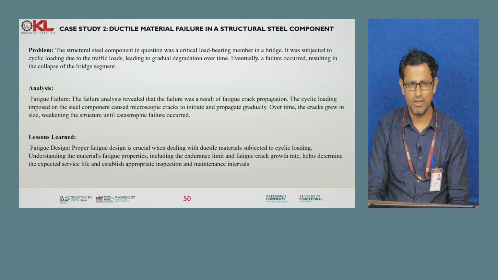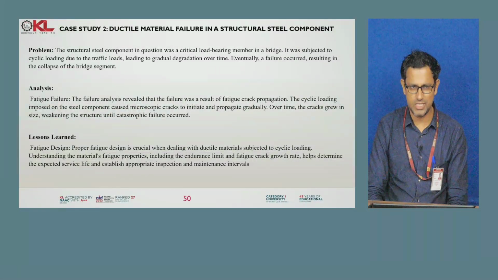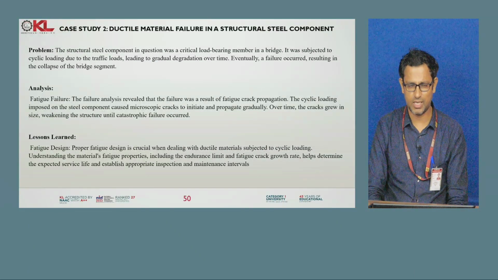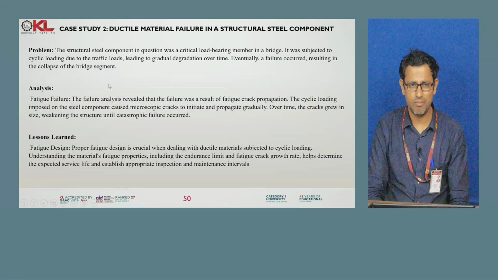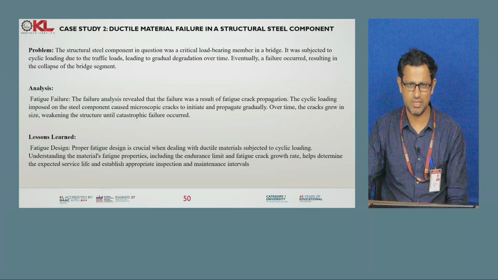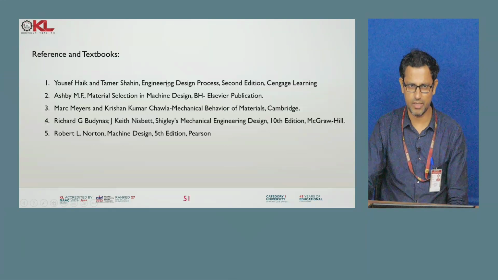So we have seen one case study on brittle failure, glass in a commercial building, and in case study 2, ductile material failure for a structural steel component subjected to cyclic loading. Till now we have seen how to identify brittle and ductile material failures using the stress-strain curve, cup and cone and flat fractures, microscopic structures, and some case studies.